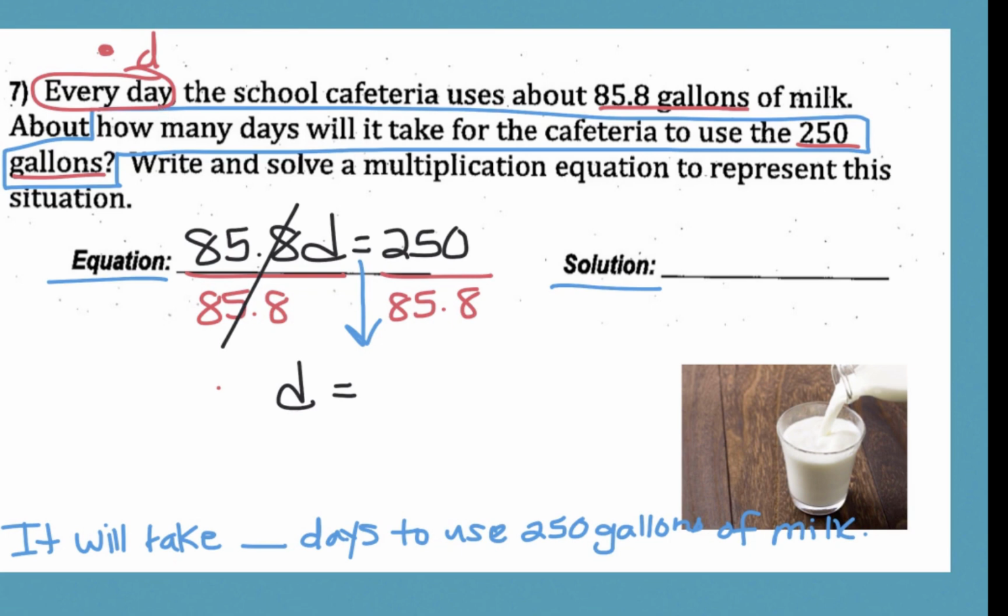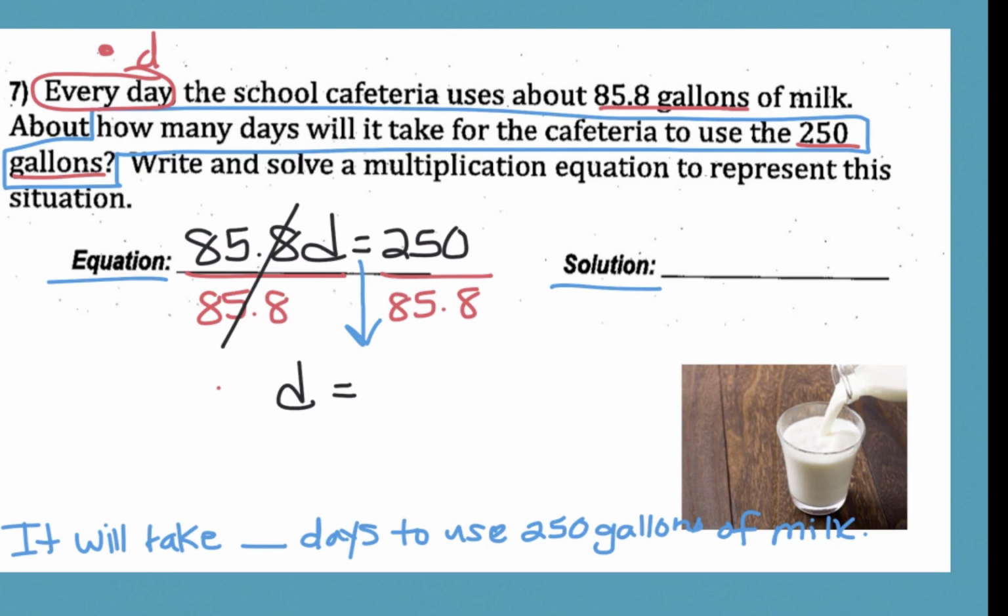The school cafeteria uses about 85 and 8/10 gallons of milk. About how many days will it take for the cafeteria to use 250 gallons? I went through and I translated, and I know they use 85.8 every day. So that's multiplication. And they're trying to figure out if they have 250, how many days is that? So 85.8 D equals 250. This is a one-step multiplication equation. I need to use division. So I divided both sides by 85 and 8/10.